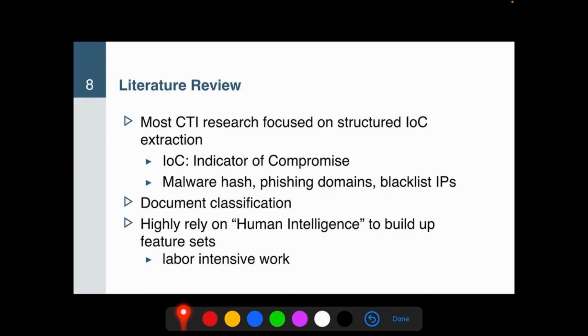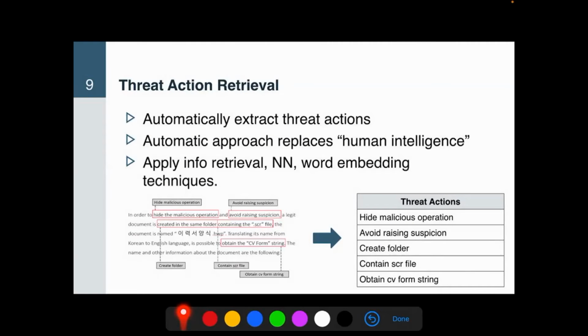For document classification, it's much harder. Most research will rely on human intelligence before they can extract valuable information. But human intelligence is labor-intensive work, so we try to extract CTI in a more automatic way. We try to retrieve threat actions automatically, which means we try to replace human intelligence with an automatic approach, and we apply information retrieval technology, neural networks, and word embedding techniques to achieve this goal.